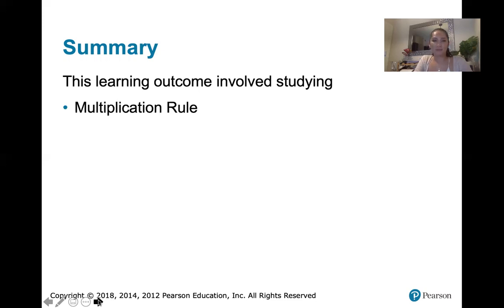And that's especially important when you're talking about sampling without replacement. Because if you don't put that order or that piece of data back into your sample, it changes the sample size. It changes some other values in your summary table as well. So that's the multiplication rule.